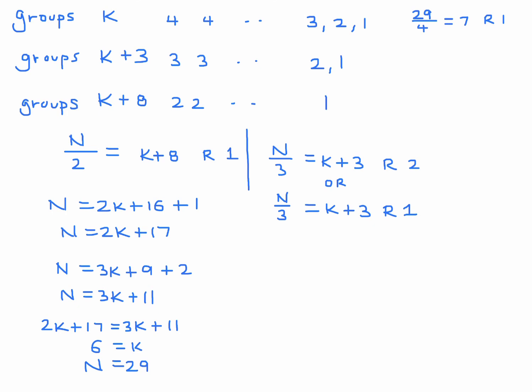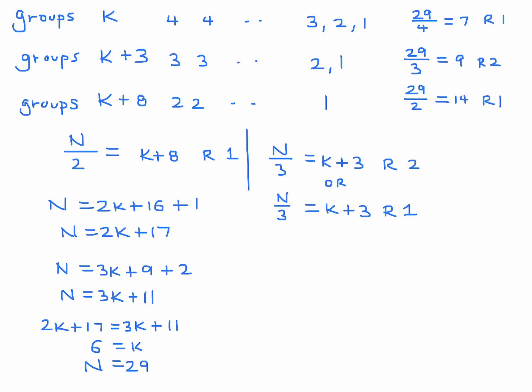Let's calculate the next one. N is 29. This time divide by 3. And that's going to give me 9 with a remainder of 2. And let's calculate the last one. 29 divided by 2 would be 14 with a remainder of 1.